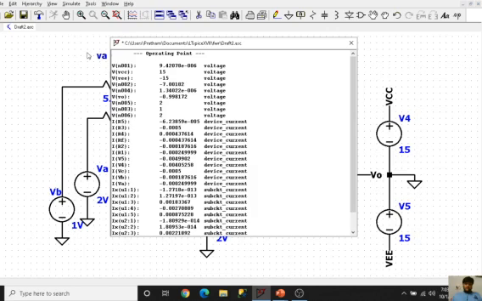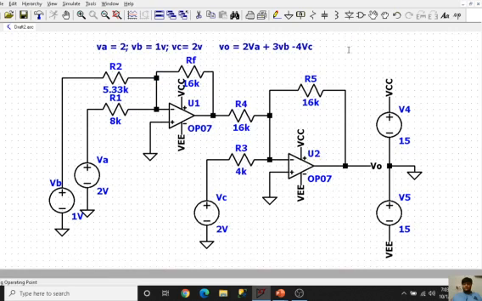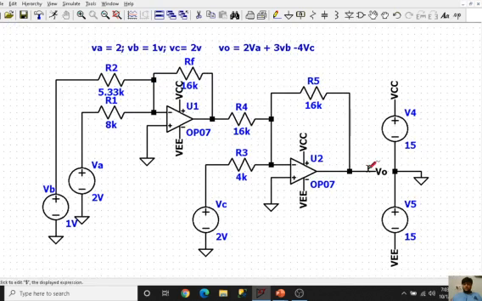Now let me run. Yes, so if you see this, what is my VO? It is 0.999172, which is nothing else but minus 0.99, which is equal to minus 1. So here we get minus 998.17234 millivolts, which is equal to nothing else but minus 1 volt.